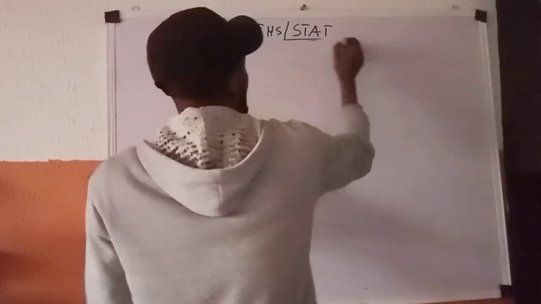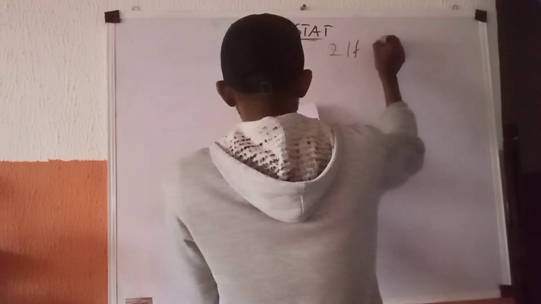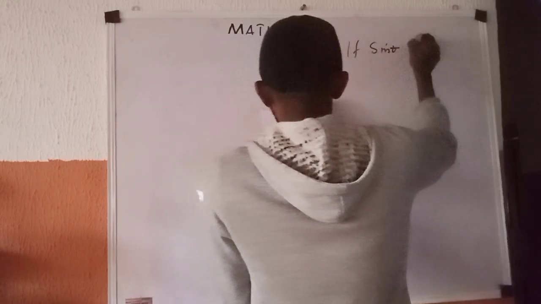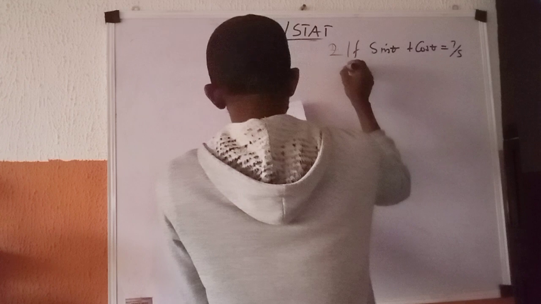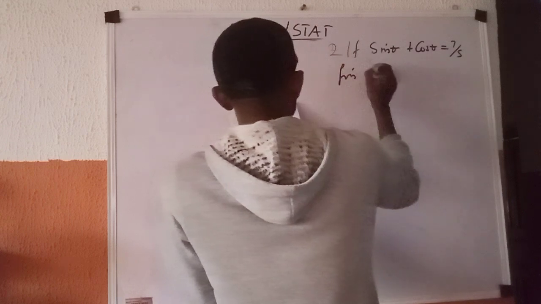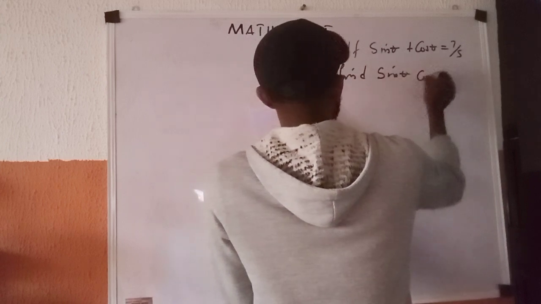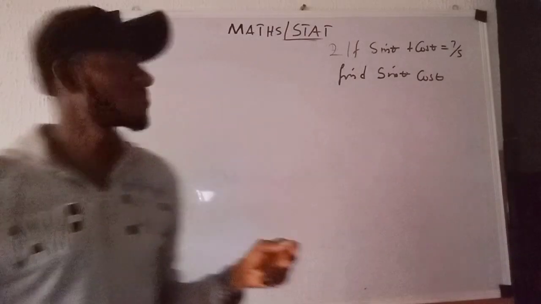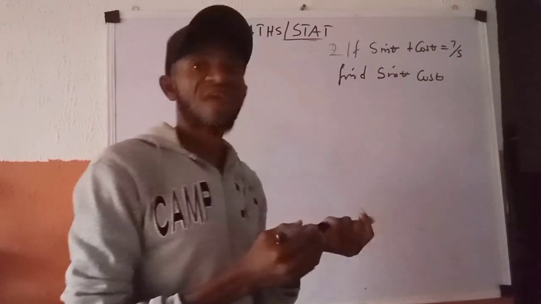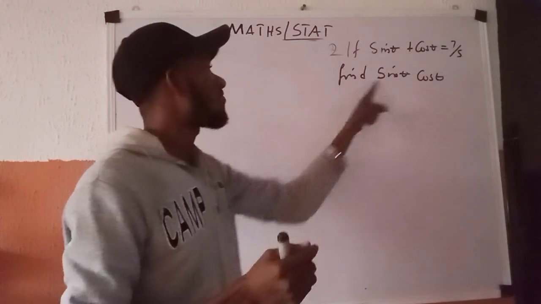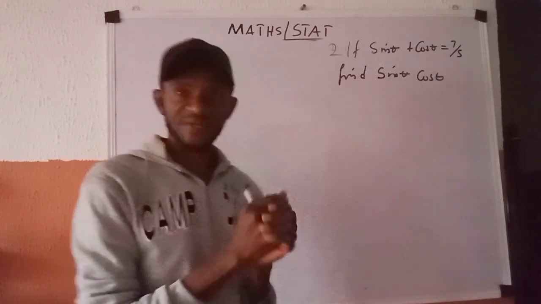So I'll write number 2. That's number 2. If sine theta plus cos theta equals 7/5, find sine theta cos theta. They say if sine theta plus cos theta is given as 7/5, we should find the value of sine theta cos theta. That is sine theta multiplied by cos theta.